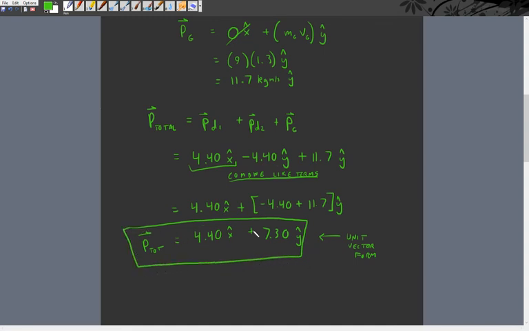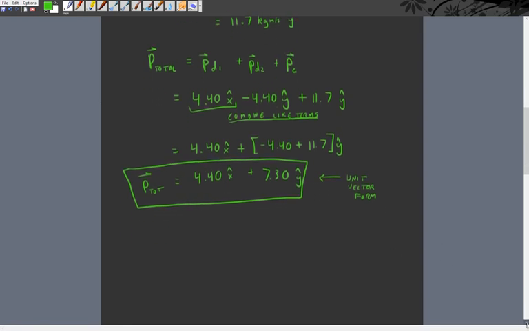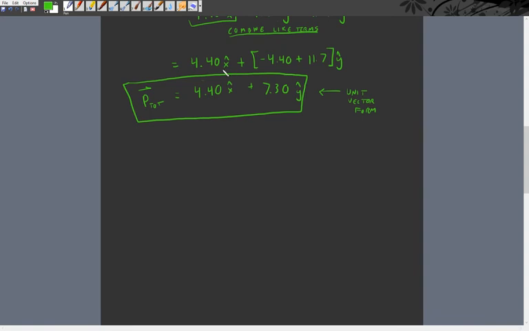Okay, so this is the first step. Now, I've also asked the question, well, what's the magnitude of this? So what is the, I guess we call it the strength of the momentum overall? It's not going to be 4.40 or 7.30, and it's not going to be these two numbers added together, okay? Remember, for any vector, the magnitude is going to be this.